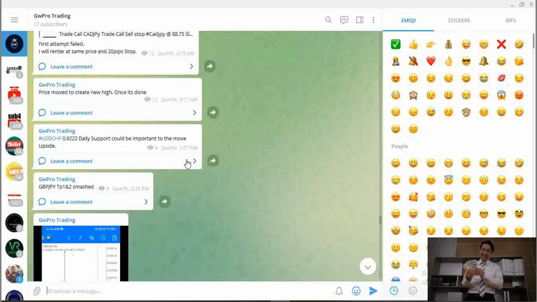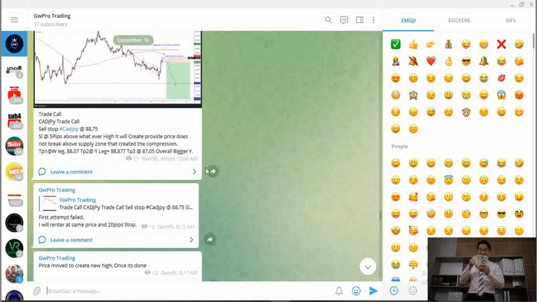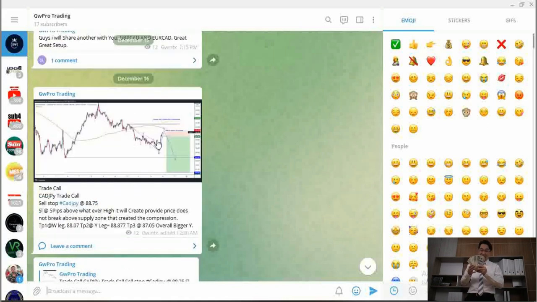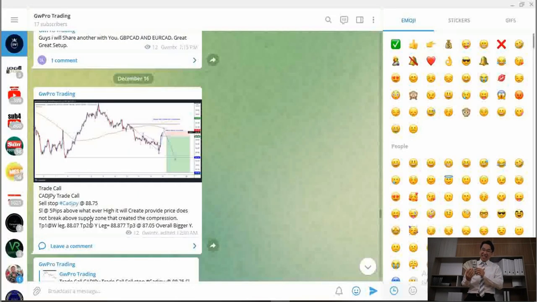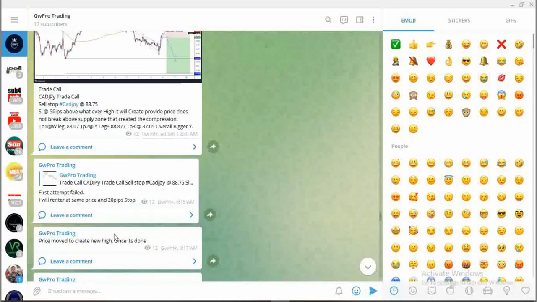We did take some positions on GBPUSD, and that smashed TP1 and TP2. We also had some cool positions here. This was initially hit at stop loss, but I wanted to re-enter, which I spoke about. I did re-enter that trade, and it was a profitable trade.